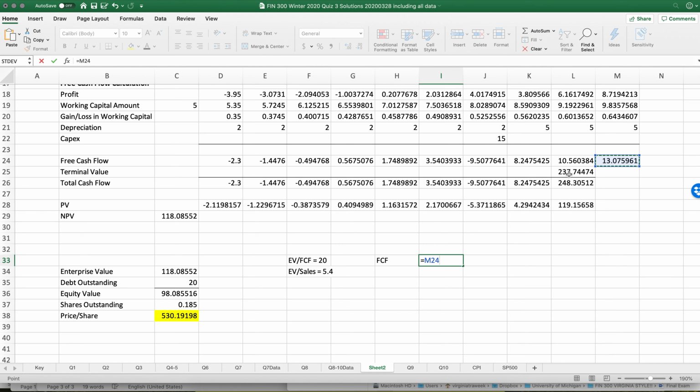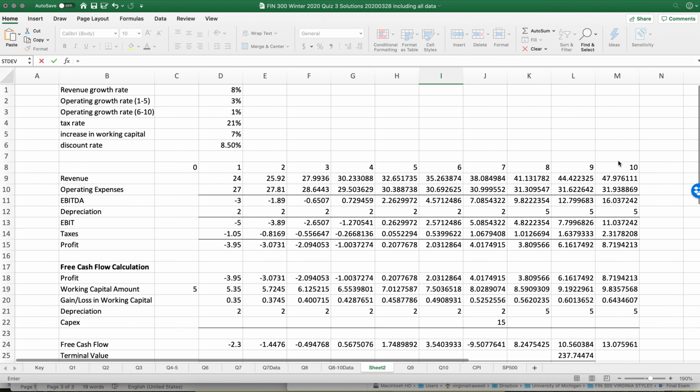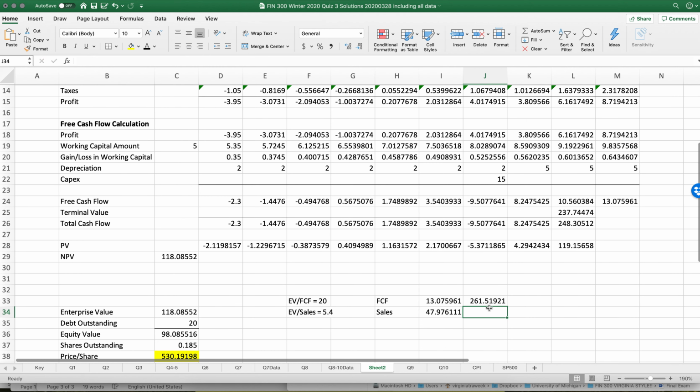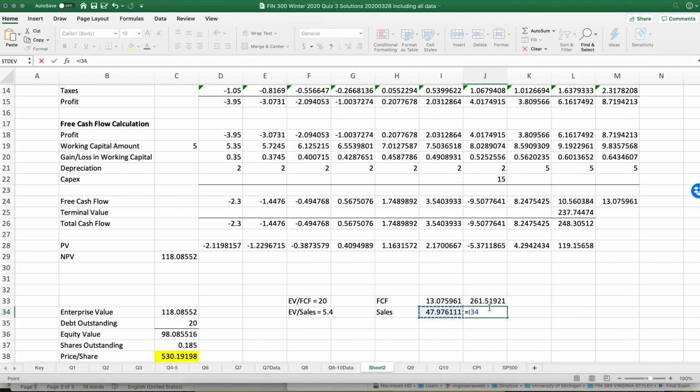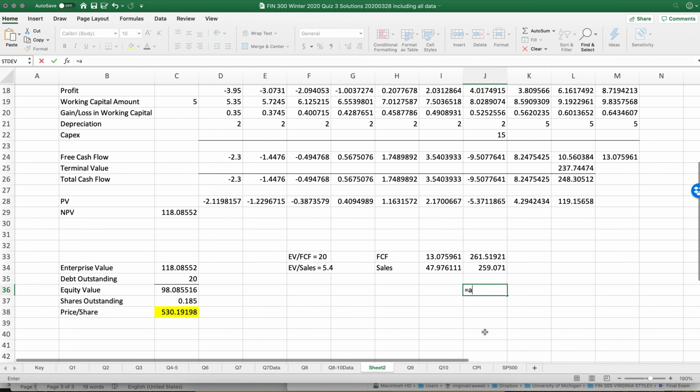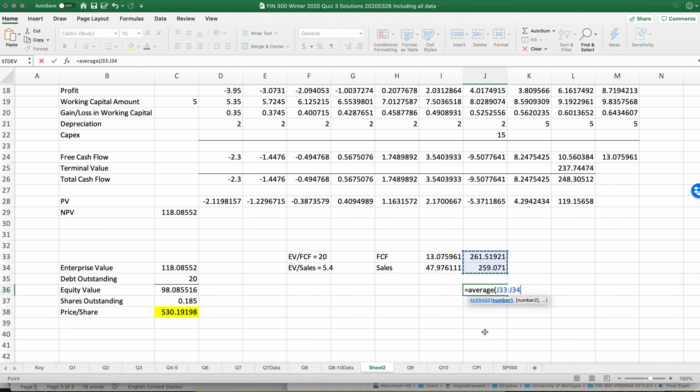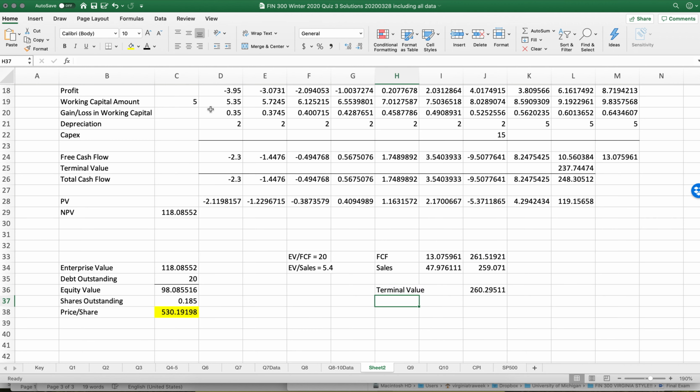Well, I was calculating that old terminal value based on this, but this is the free cash flow from year 10. And so that means that the value of the company would be 261 billion using this approach. Sales from year 10 is just going to be revenue. That's, by definition, the revenue comes from sales. And if you multiply this times 5.4, you get 259. All right, so let's take the average because the question asked for that. So this is the new terminal value.